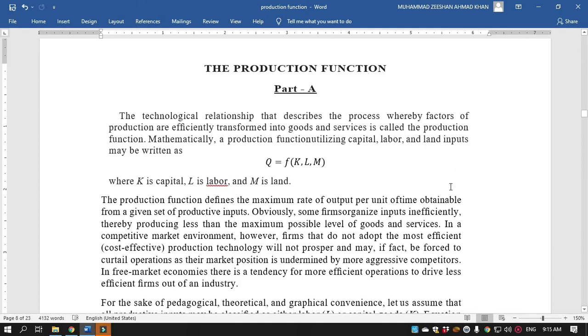This is about production function, and we will discuss this production function in different phases. This is part A, and in part A we will explain some theoretical concepts of production function.